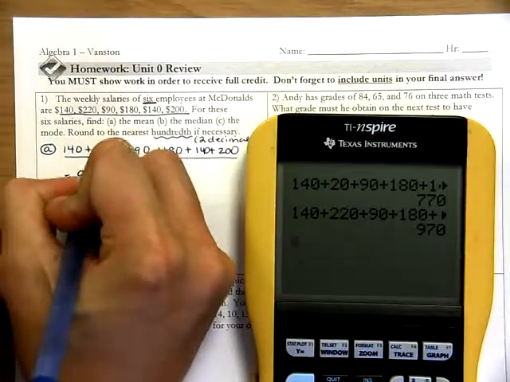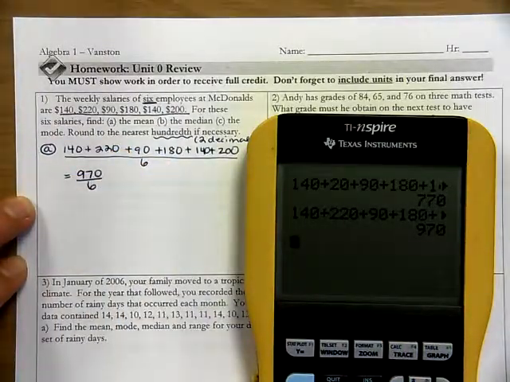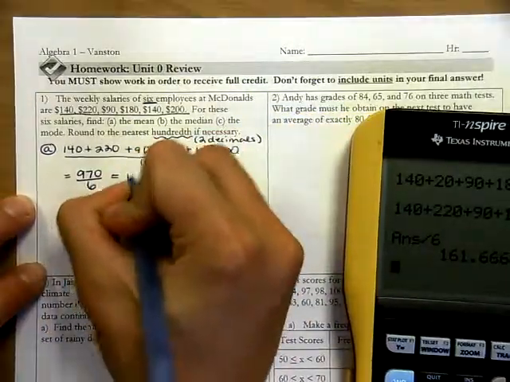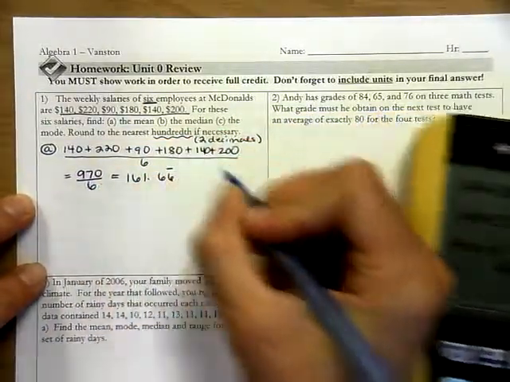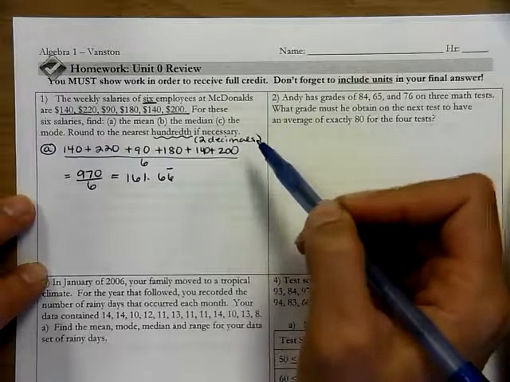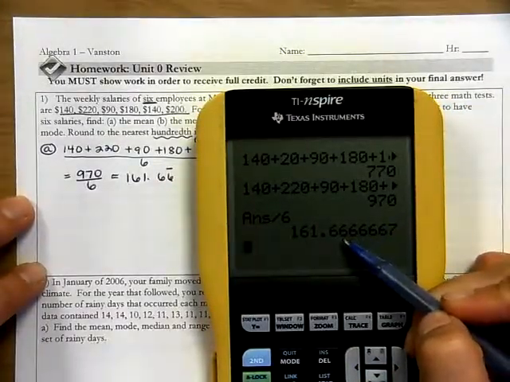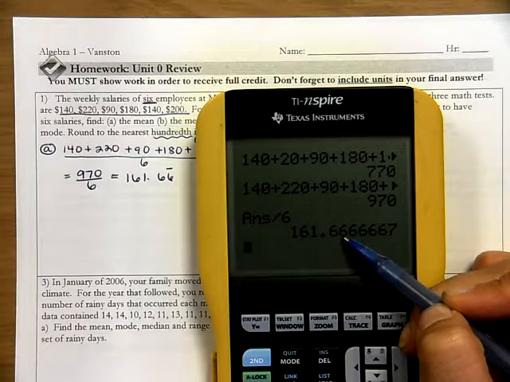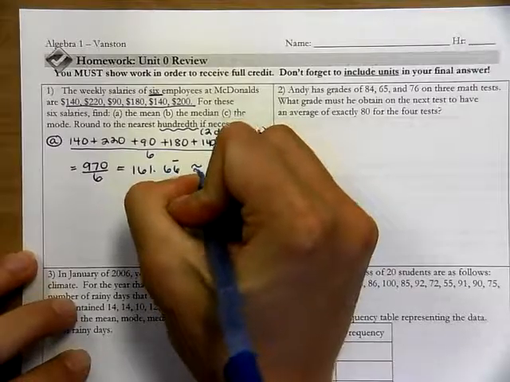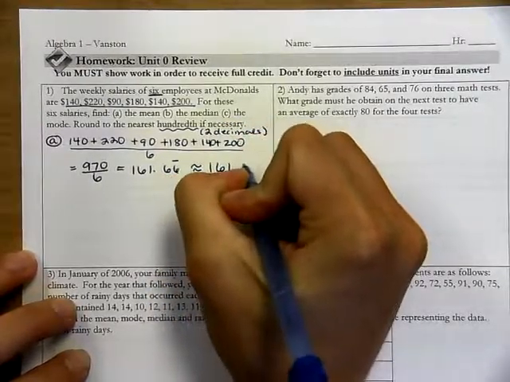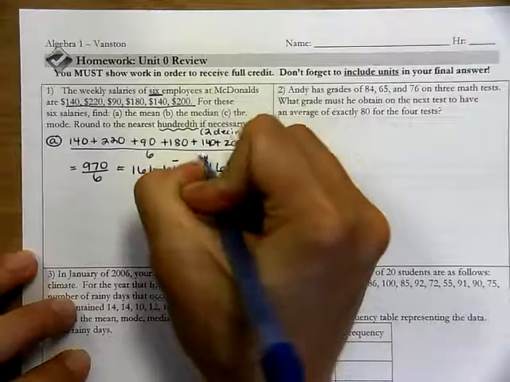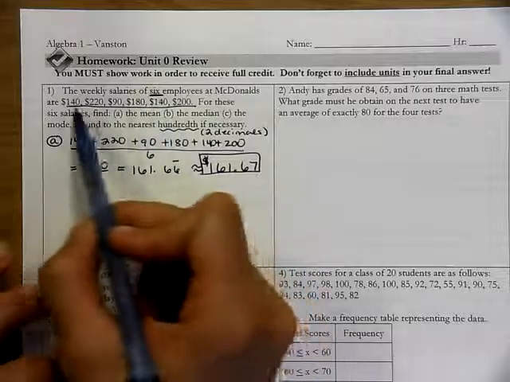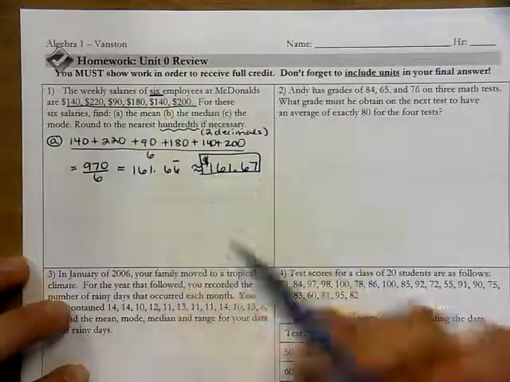970. So I get 970 divided by 6 is equal to 161.6 repeating. But it says round to 2 decimal places. So if I go to the hundredth spot, I go back one, that's 6, which is 5 or greater. So I'm going to round this up to 7. So this is approximately $161.67. And that answer makes sense because 161 would be about in there. There's no really outliers pulling that in one direction.